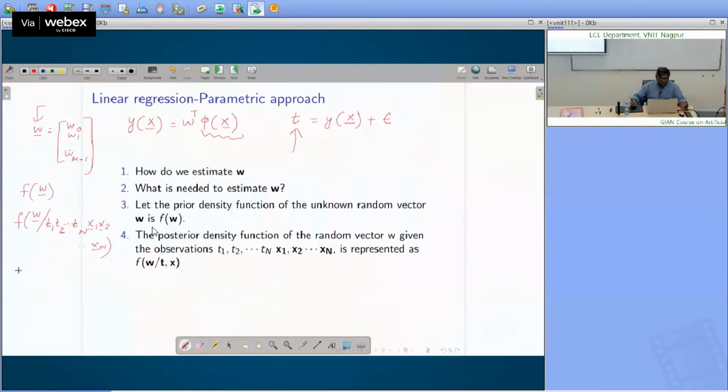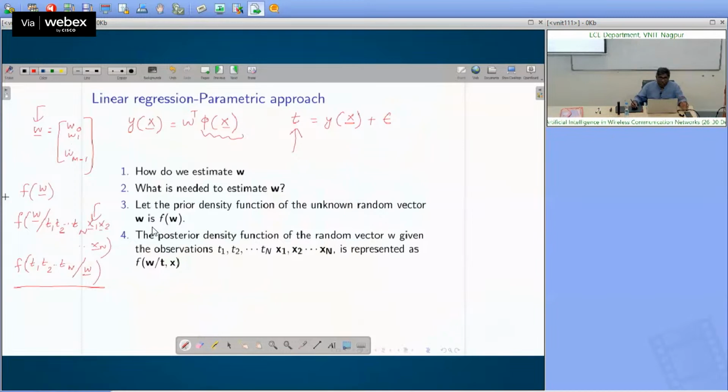The third one is the likelihood function. In this case, the likelihood function is T1, T2 and so on up to Tn, given W. I am not bringing x here because x is the input, which is a fixed value, while T is the observation, which is a random variable. So x is not really needed here, but for completeness I am giving it. The likelihood function is f of T1, T2, T3 and so on up to Tn given W.